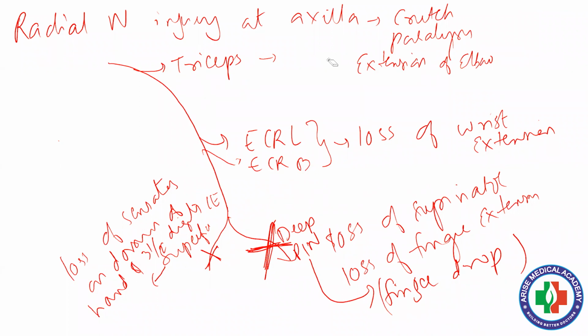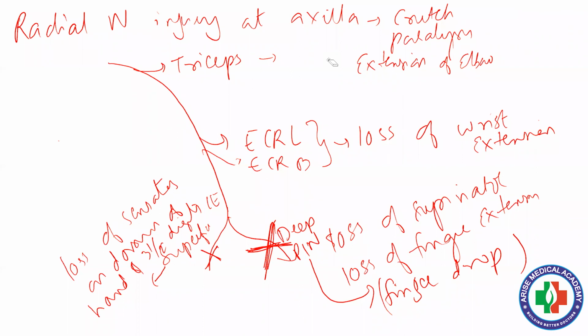In the axilla, it supplies triceps. At the spiral groove, it is supplying the extensor carpi radialis longus and extensor carpi radialis brevis, which are responsible for wrist extension. At the level of the forearm, the posterior interosseous nerve is supplying extensor digitorum, which is responsible for finger extension. So injury at the axilla will cause loss of extension of elbow, loss of extension of wrist, sensory loss on the dorsum of the hand, as well as loss of finger extension.